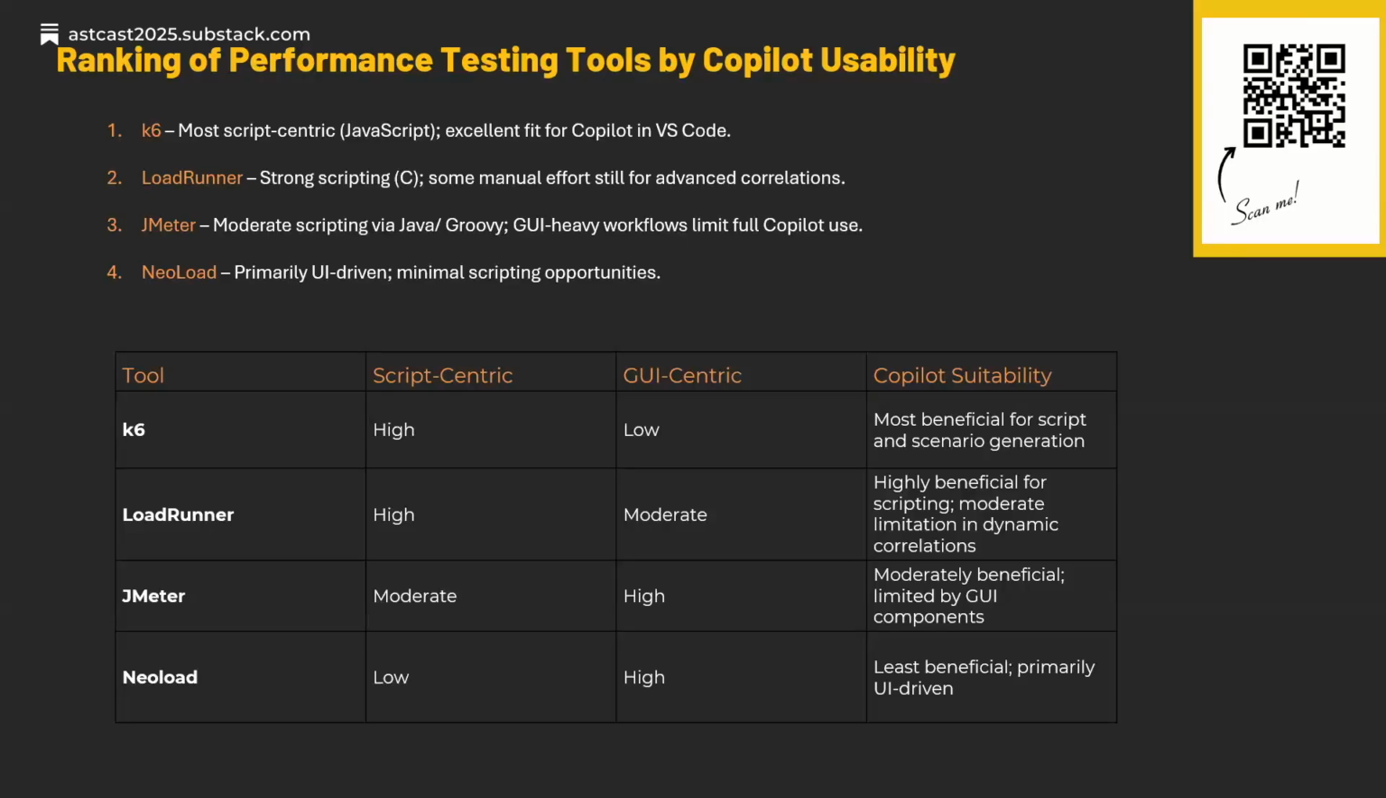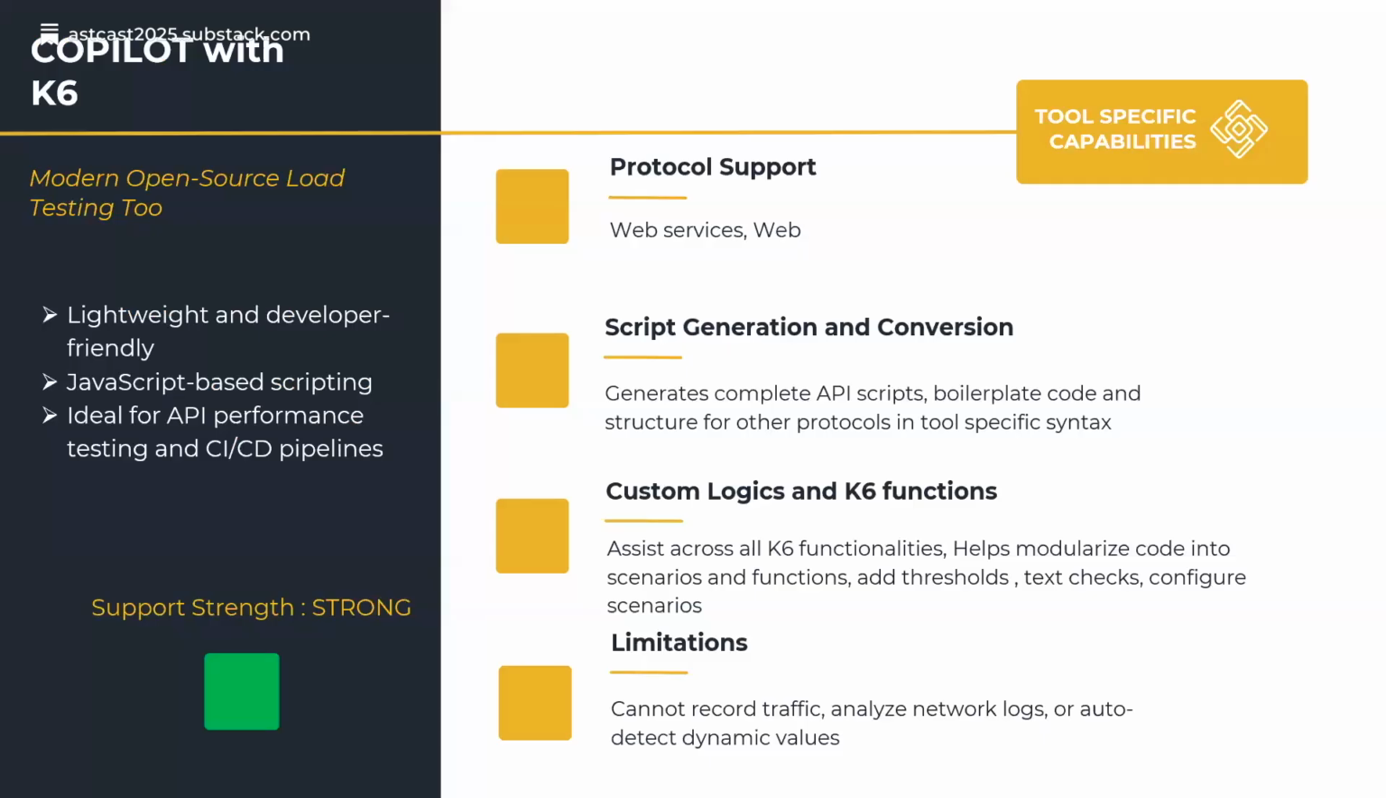And I would say if I want to rank the performance testing tools by Copilot usability, K6, Locust, and Artillery, those three take the first spot. LoadRunner takes the second spot. JMeter and NeoLoad take the moderate and low spots. So based on the tools which your organization uses, this will help you to understand whether we can use Copilot for the corresponding tool or not.